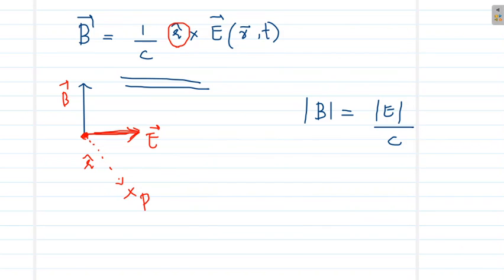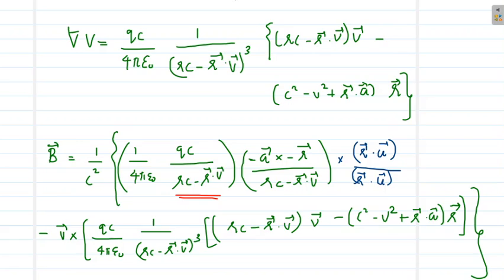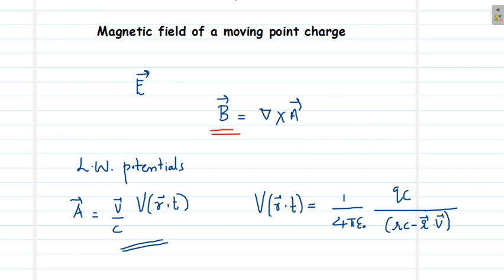Now I hope that this derivation is clear for you. In this derivation we have used the equations of Lienard-Wiechert potentials in order to obtain the equation of magnetic field of a moving point charge.